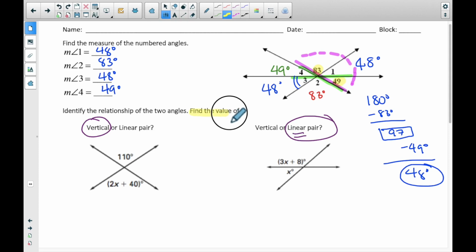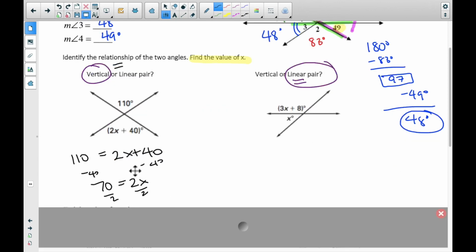So now we need to set up an equation. If these are vertical, they are equal or congruent. So we could say 110 is equal to 2x plus 40. And we need to solve that. So let's subtract 40 from both sides. And then we're going to bring that down and we're going to divide by 2. And so we get x is 35 degrees.